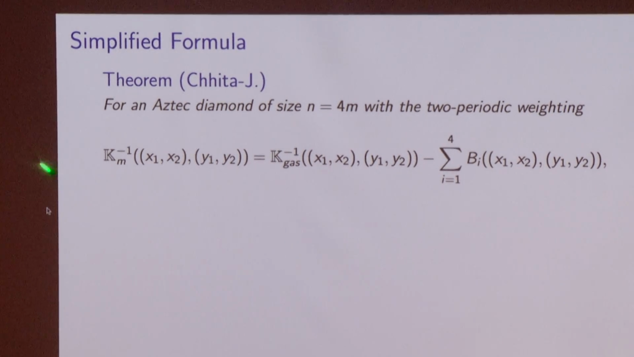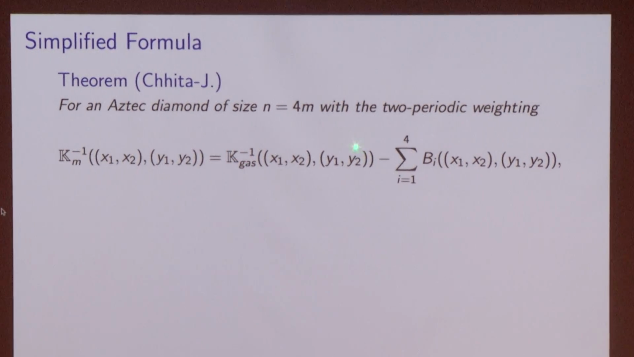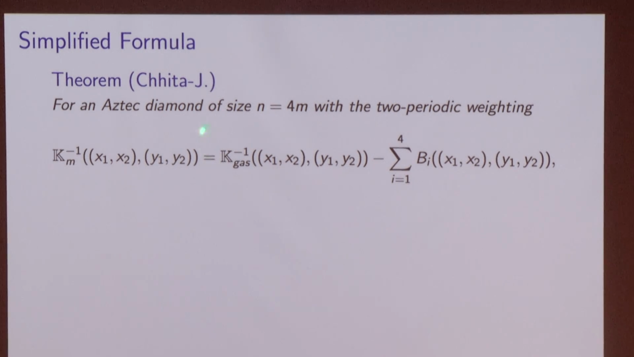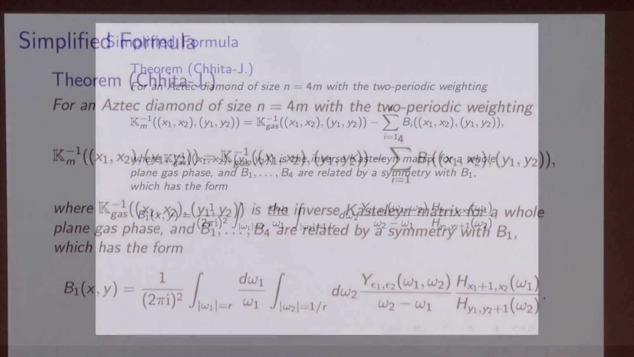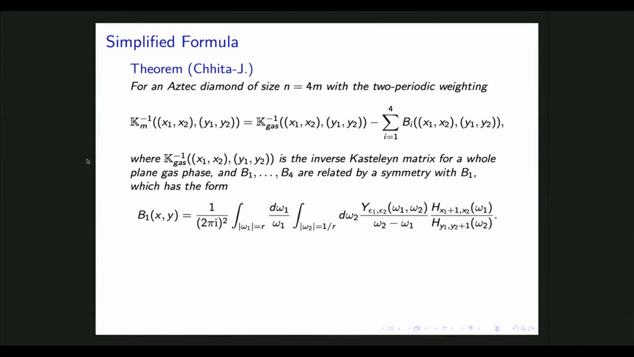We could actually get a much easier formula, extract something useful out of this complicated generating function. And it has this form, where we have sort of an infinite gas part here. So this is the Kasteleyn matrix for sort of an infinite gas phase. And then there are 4 other terms in this formula also. And they have, again, a double contour integral form, which is the kind of thing you would like. You want some contour integral or something like that, which you can use for asymptotics. Right?